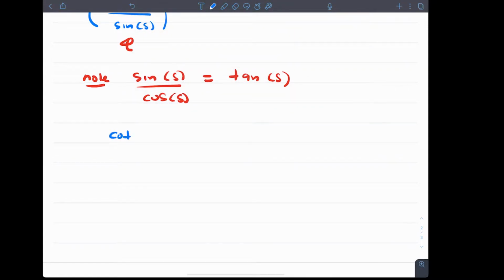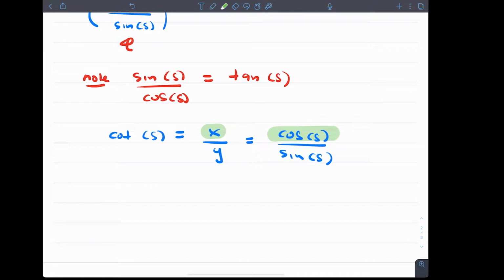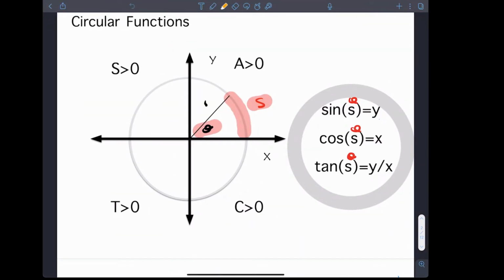Did you guys know cotangent s, isn't that the reciprocal of tangent? So this would be x over what? Y. Because tangent is y over x. So if I switch that fraction, flip it over, what am I now talking about? Cotangent. And so this is going to be x is cosine s, right? Y is sine s, all by the circular functions. Okay? Remember this is green. This is orange. This is all by definition of our what? Circular functions here, right?